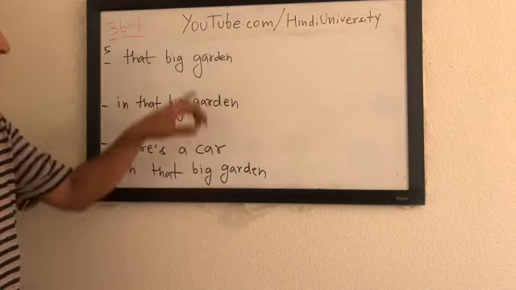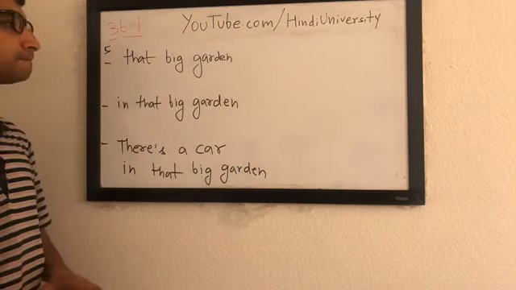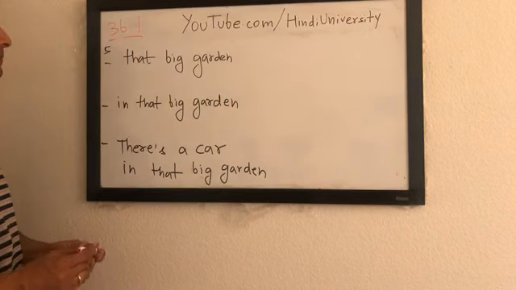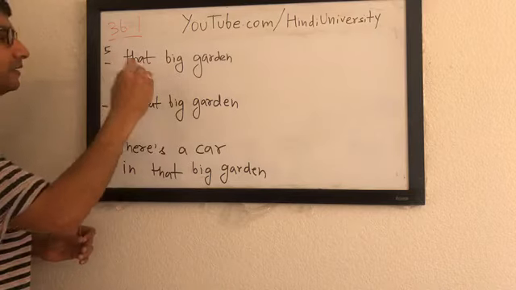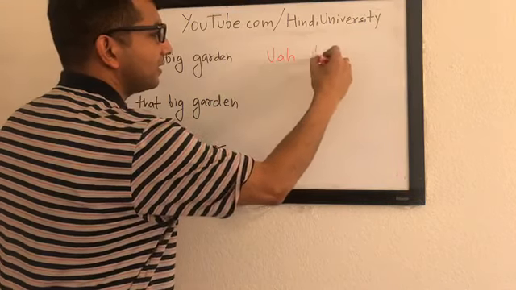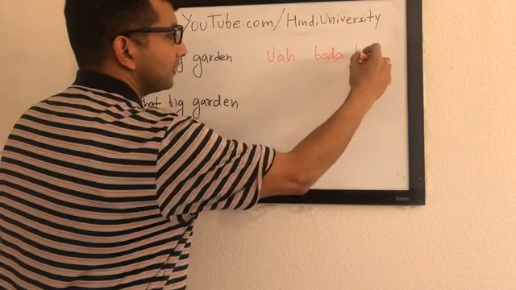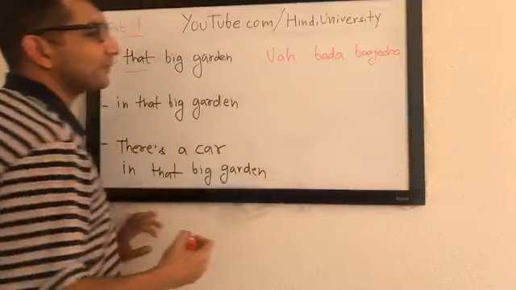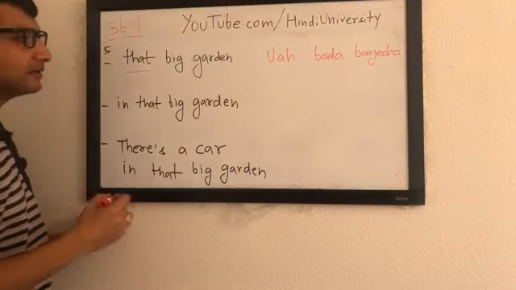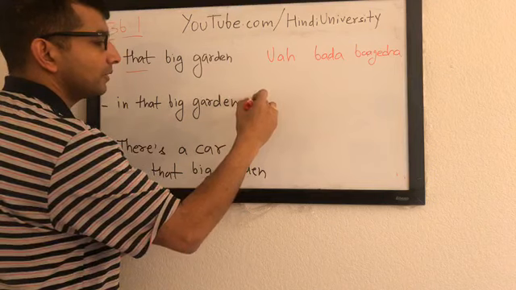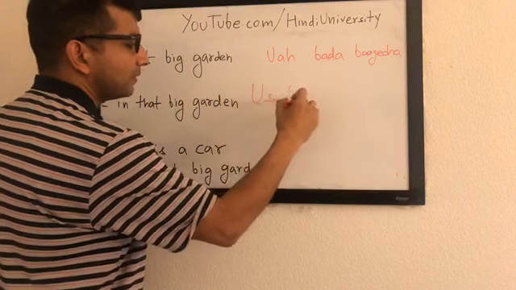Doris, you want to give it a try? Yes. Okay, awesome. That big garden. No. Bara. Bagicha. वह बड़ा. No. Bara. Bagicha. बागीचा. Okay. Next one. In that big garden. Us. Bare. No.